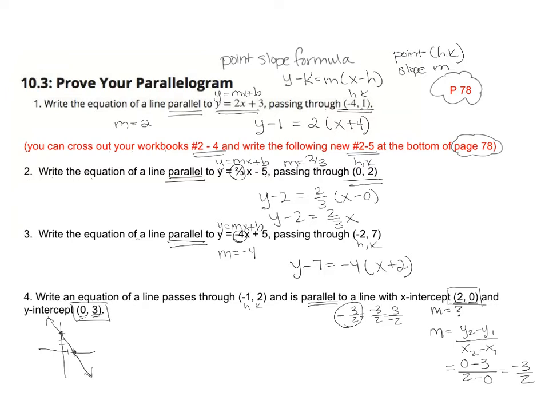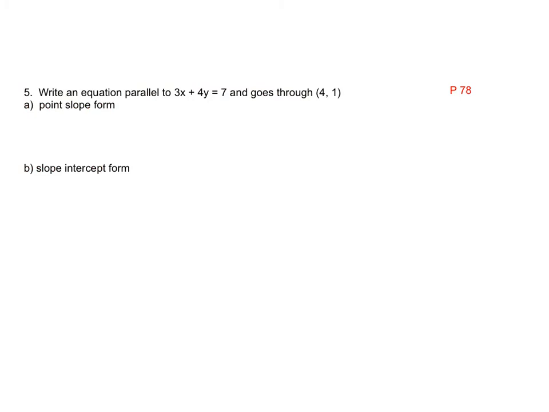So now I have a slope. My slope is the negative 3/2, and I have the point negative 1, 2. So I can write my equation. Y minus 2, my k value, equals my slope, negative 3/2, times x minus a negative 1, or x plus 1. So I have one more problem I'd like you to write on this page 78. Please write number 5 as our final problem on page 78.